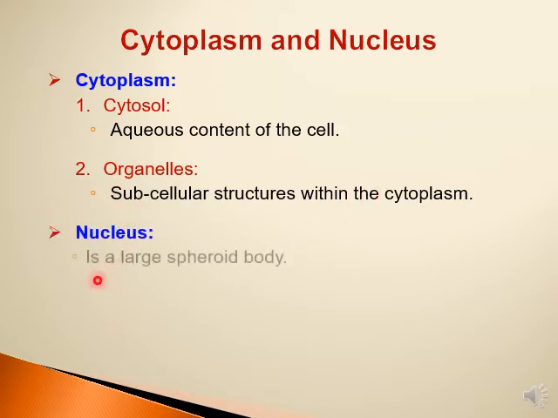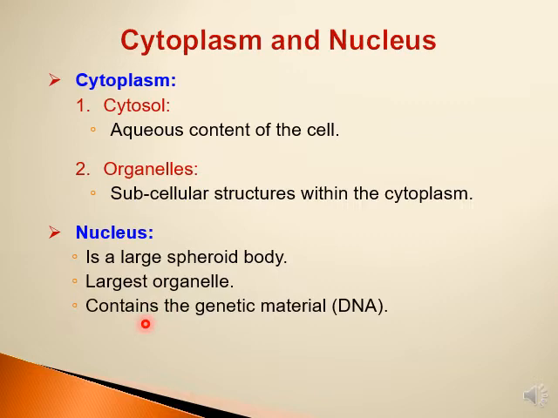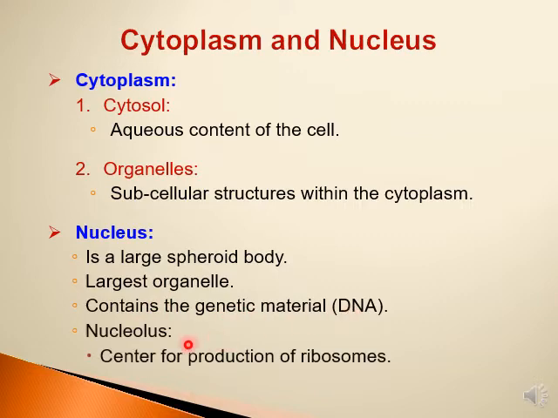Then we have the nucleus, which is the largest organelle in the body. It is a large spheroid body. It is, as I said, the largest organelle present inside a living cell. It contains the genetic material, mainly in the form of DNA. And it has also a smaller organelle called the nucleolus. It is the center for the production of ribosomes. And the ribosomes are very important for the synthesis of the proteins that will be used either inside the cell or will be released from the cell, as we'll see later on.